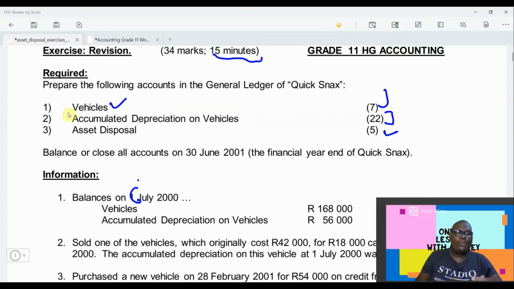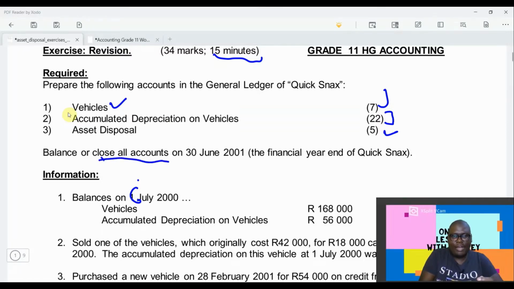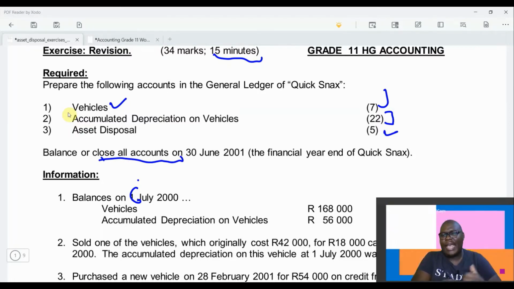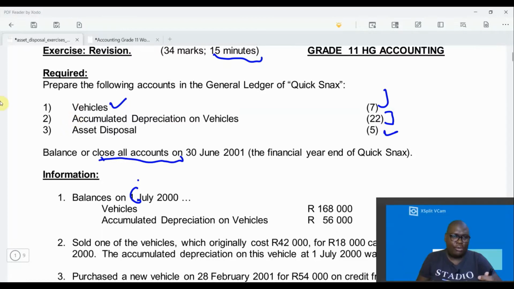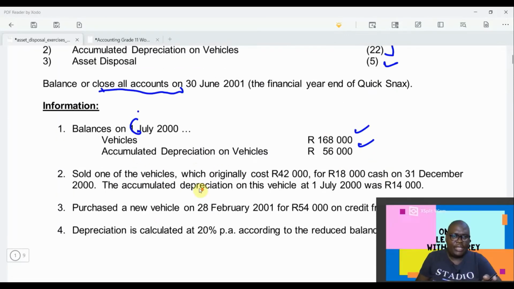Okay, now they have also told us that we should close off their accounts, meaning that at the end of the year we should have the closing balance carried down, and then it should be transferred to the next financial period, which means we must know the closing balances for 1 July 2001. Okay, we should have the new balances. So we have already taken this into account. We have transferred our balances that were given to us.